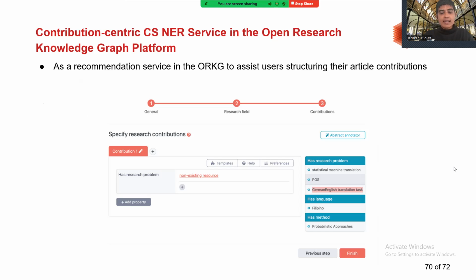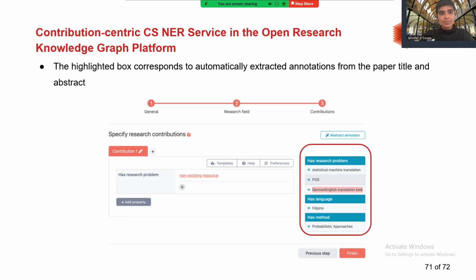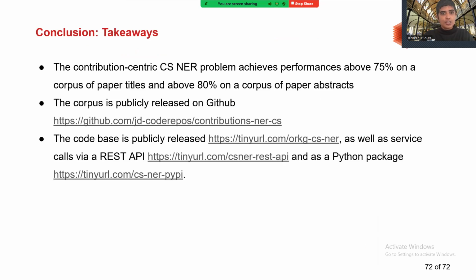So the service is then integrated per the screenshot in the ORKG platform, where the highlighted box corresponds to automatically extracted annotations from the paper title and abstract. And thus, a domain expert can simply click these entities and add them to their contribution description in the ORKG.